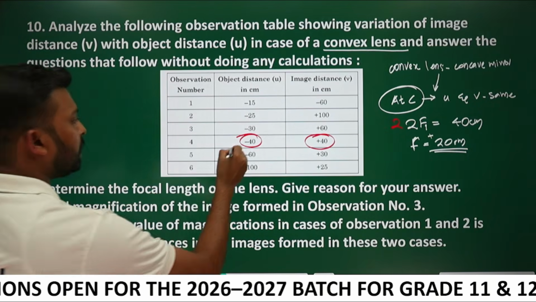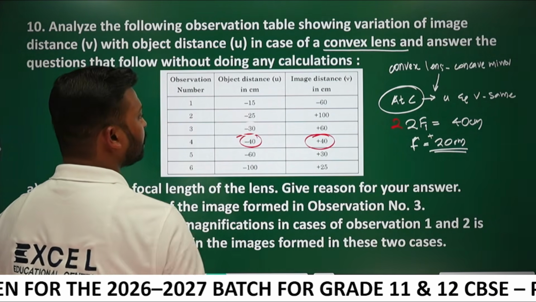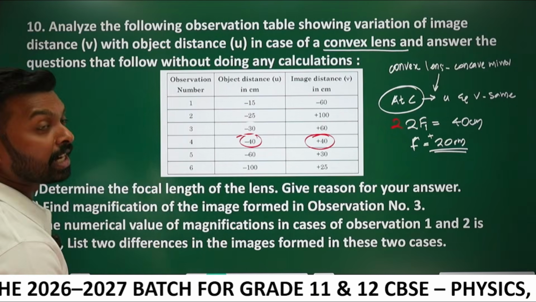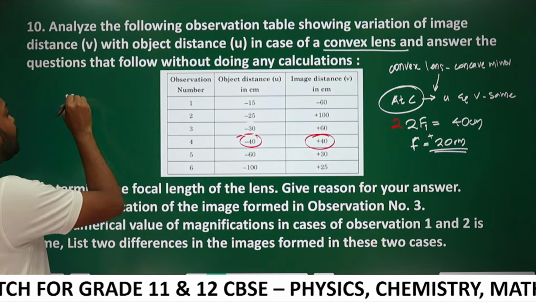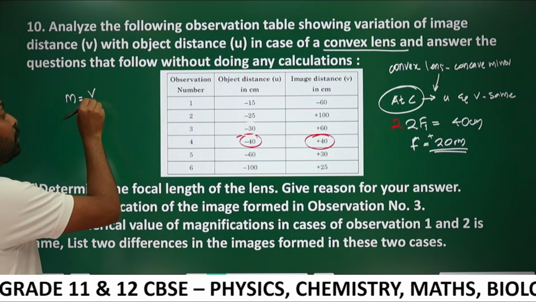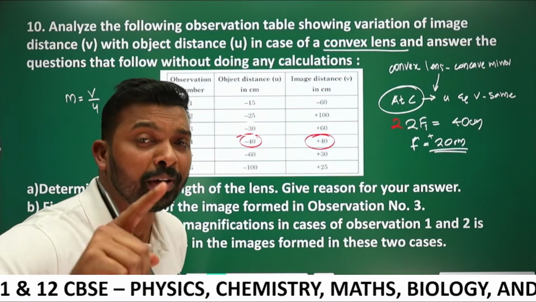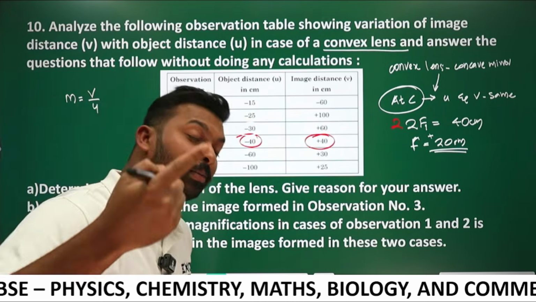So which is observation number 3? This one. Okay, this is observation number 3. You have to find the magnification. Always remember, this is a lens, so magnification is equal to V by U. Don't think this is minus V by U. Minus V by U goes for the mirror formula.